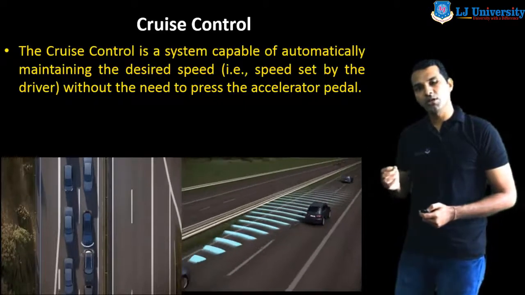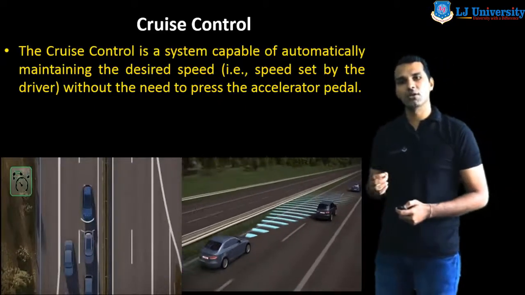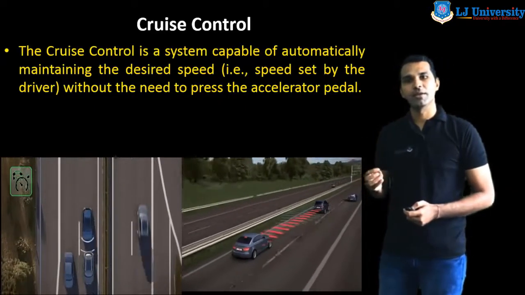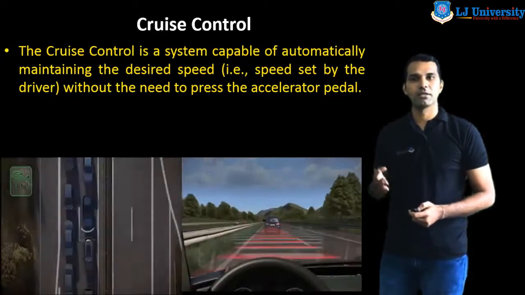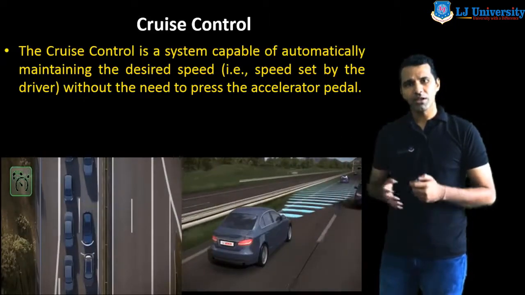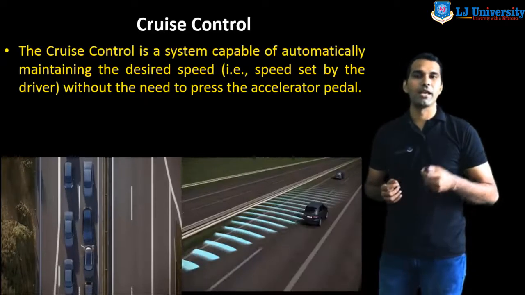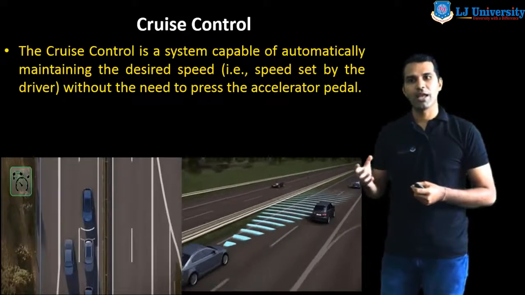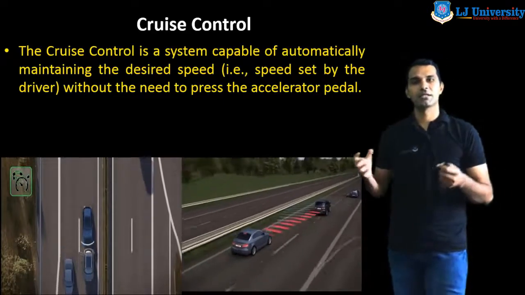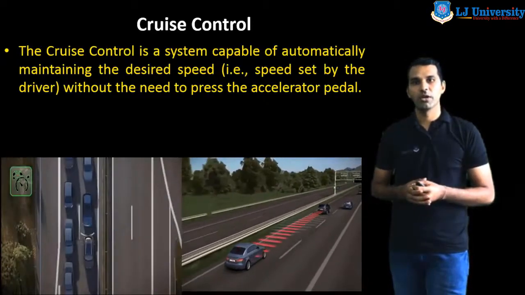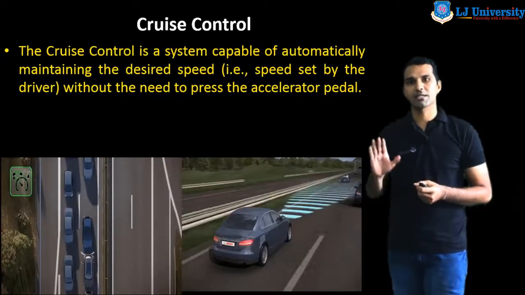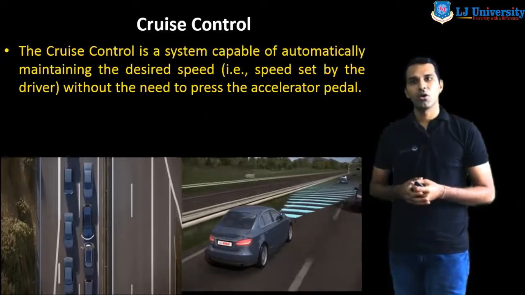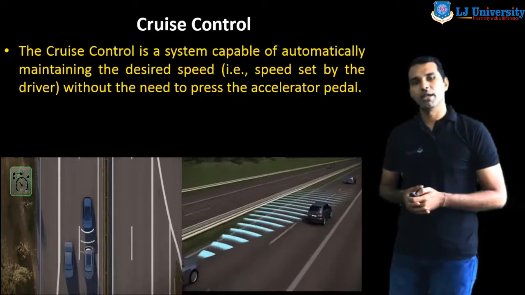By using the cruise control system, the driver can set the desired speed. That means if they use the car on the highway where the traffic is less, they set the desired speed, so they do not have to use the accelerator pedal. So the car can be driven in automatic mode.